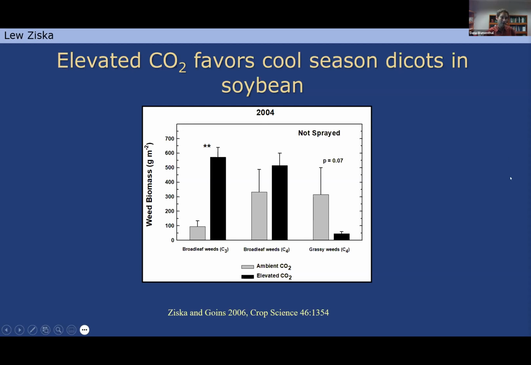This is what happened at the end of the second year. You can see weed biomass on the y-axis for 3 different versions of weeds: broadleaf C3 species, broadleaf C4 species, and grassy C4 species. And what you can see is that the broadleaf dicots, the C3 species, did really well with elevated CO2. And then the grasses, which were C4, did quite poorly. So you get this sort of shift in the weed community with elevated CO2, and not a minor one, a really quite major shift. This makes sense given what we know about C3 and C4 species, but it's interesting to see it demonstrated.